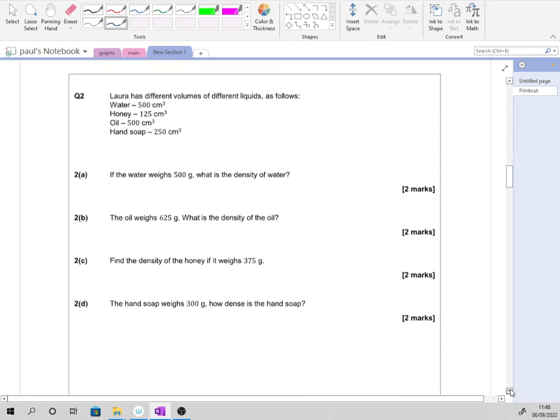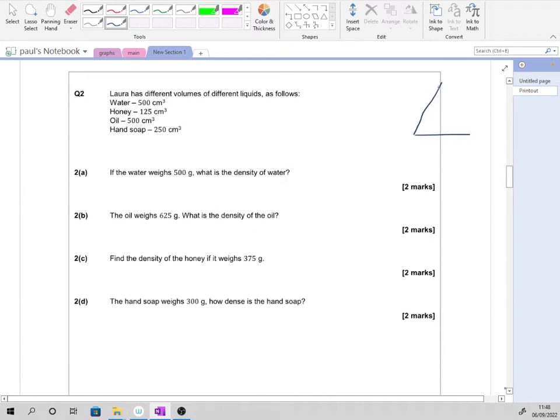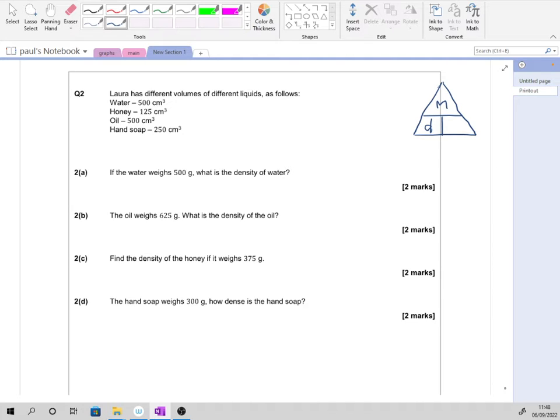Right, I'm going to go back again. The density, the mass, the volume. Laura has different volumes of liquids. If the water weighs 500, what's the density? So density is equal to the mass, 500, divided by the volume of water, 500, which equals 1 gram per centimeter cubed.